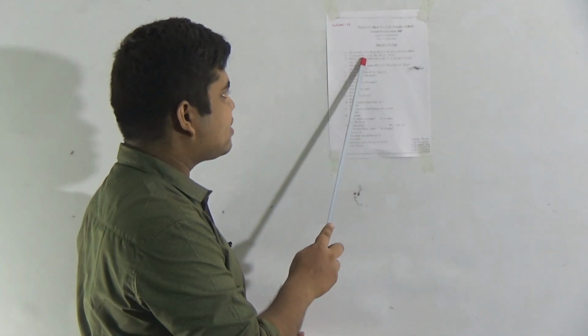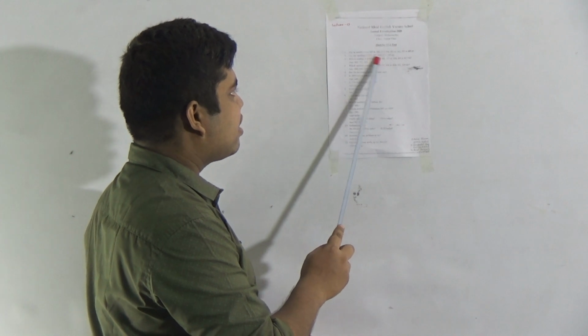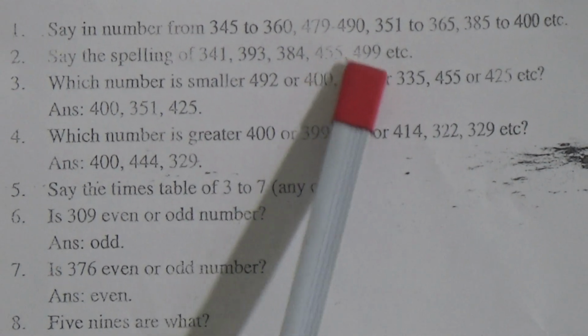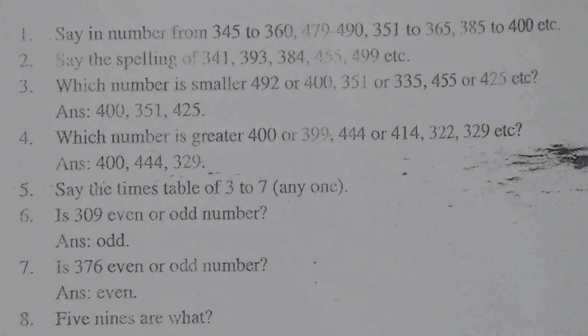So just like this, you may practice the other numbers. That means here 341, 393, 384, 455 and 499. I hope you have understood how to read this type of question.